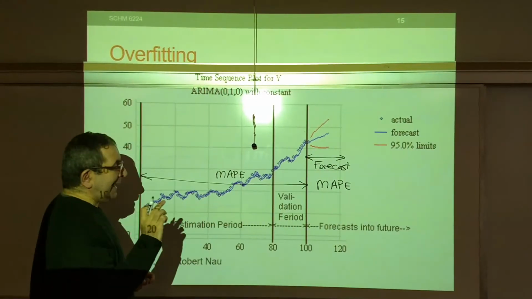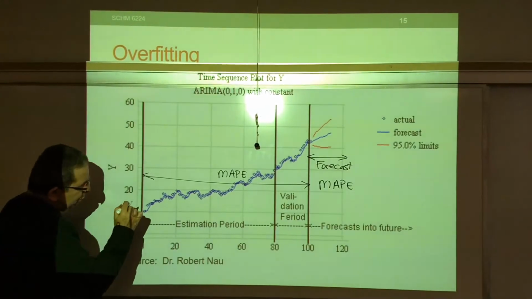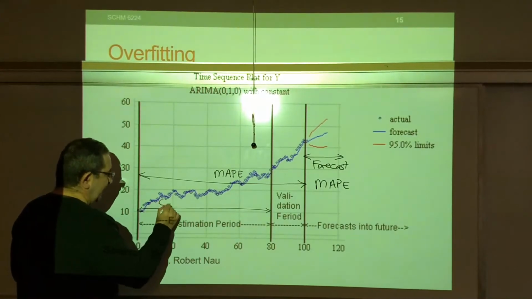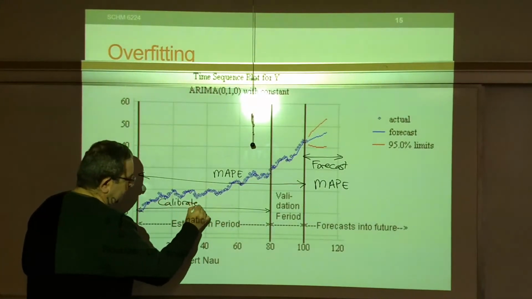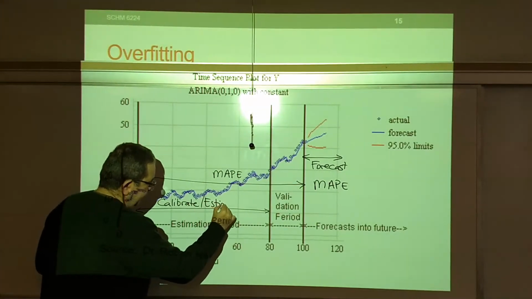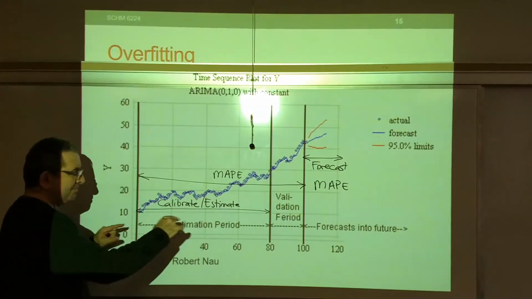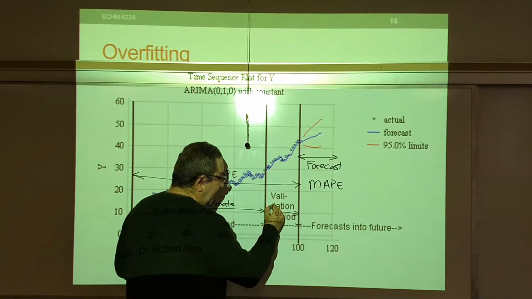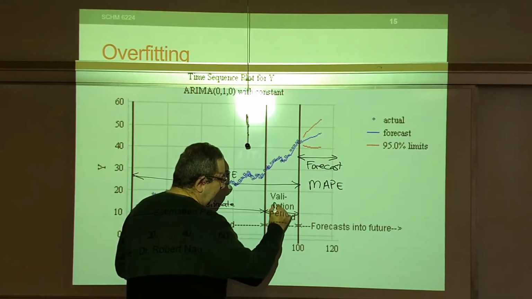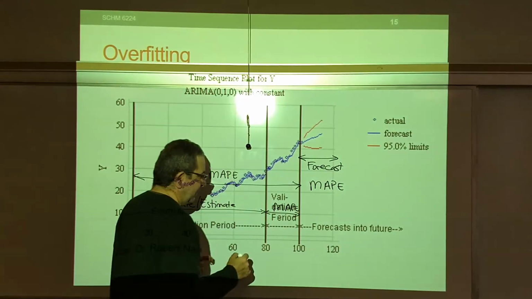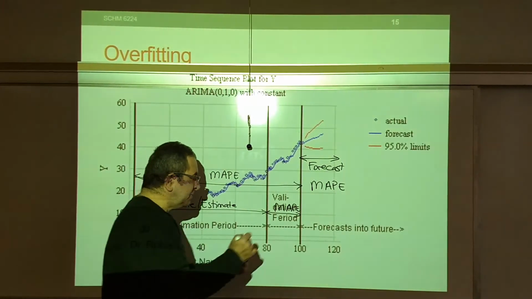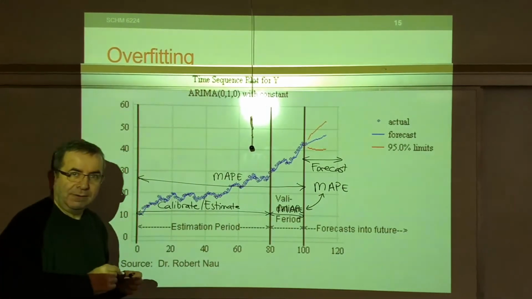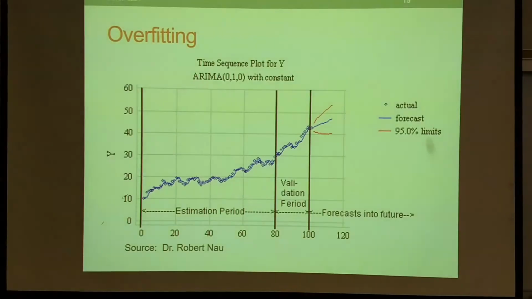A better way is to calibrate or estimate the model. So this is the calibration. Calibrate or estimate the model. This is the holdout sample. Forecast this period and calculate MAPE. Now this MAPE and this MAPE will be very similar.